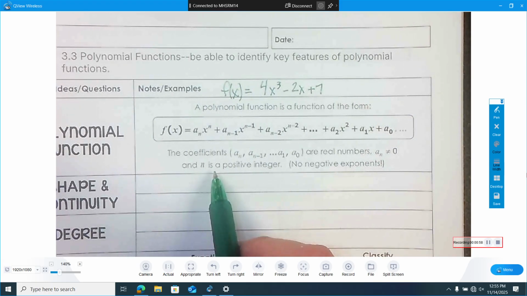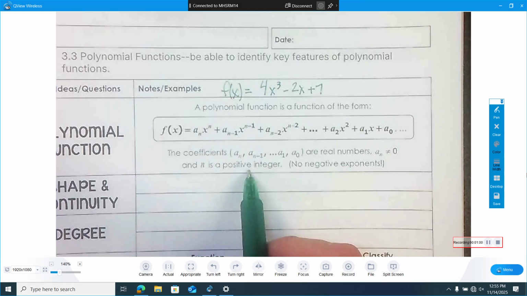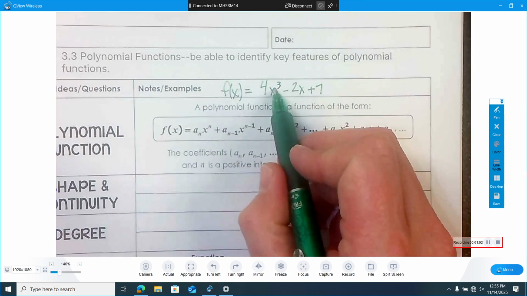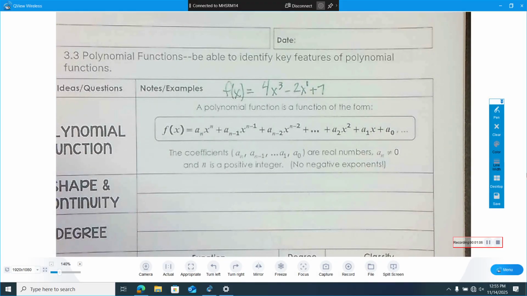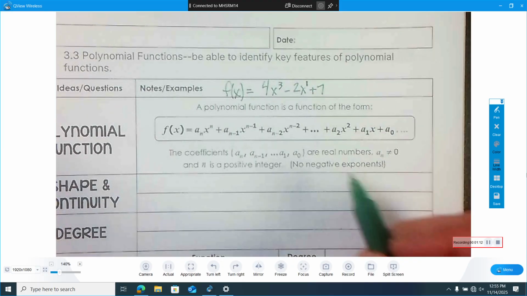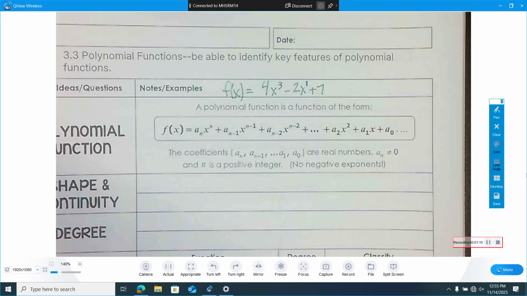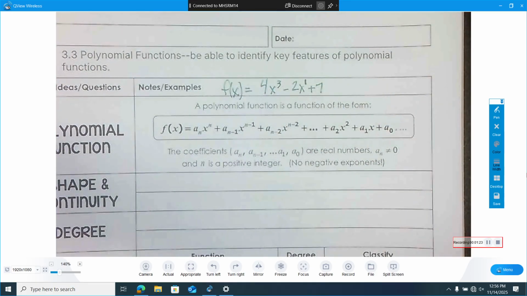And n is a positive integer. All the powers on x have to be nice positive integers, so positive whole numbers. We don't ever have any negative exponents if it's a polynomial function. And all polynomial functions are smooth curves.